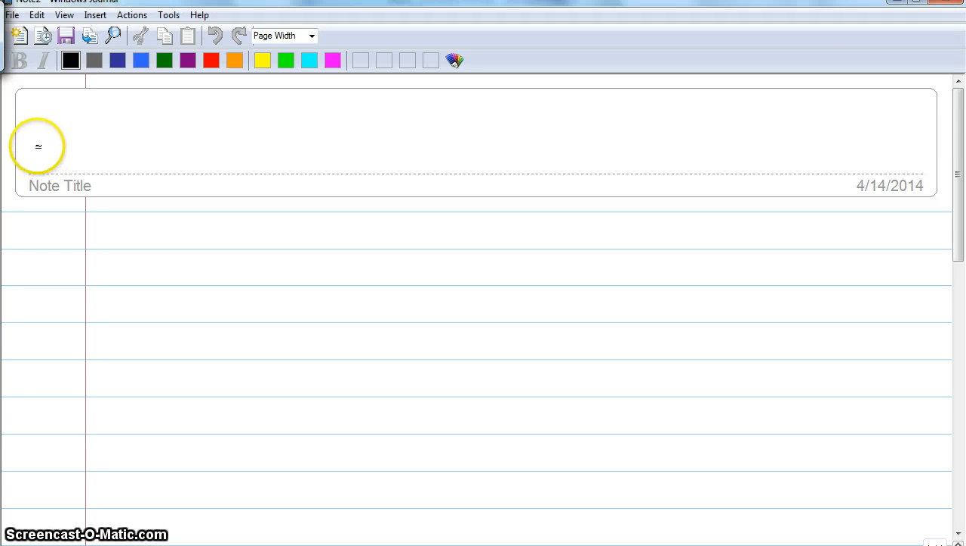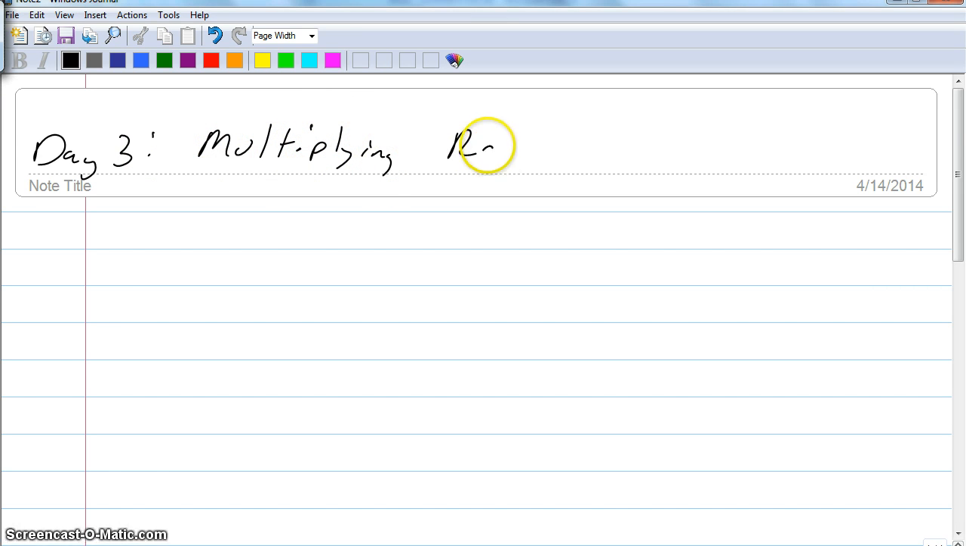Okay, radical day 3. Day 3, we're going to talk about multiplying radicals. And when you multiply radicals, let's just do an example. Let's just jump in. So we got 6 root 2 times 5 root 6.